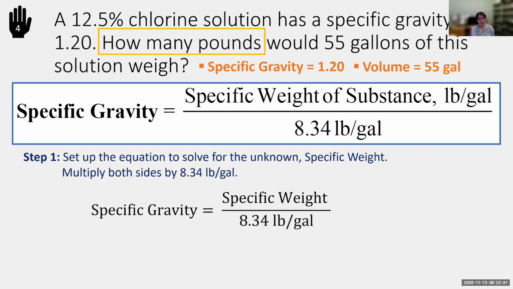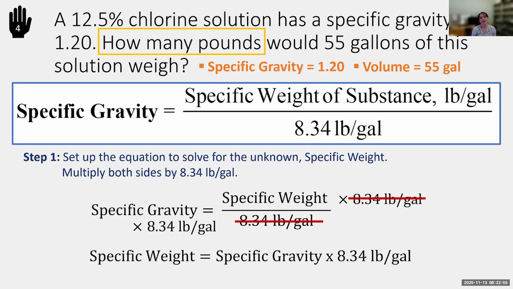What we're going to want to do to isolate specific weight is multiply both sides by 8.34 pounds per gallon. So the 8.34 pounds per gallon cancel each other out on the right side of the equation, and we're left with specific weight equals specific gravity times 8.34 pounds per gallon.